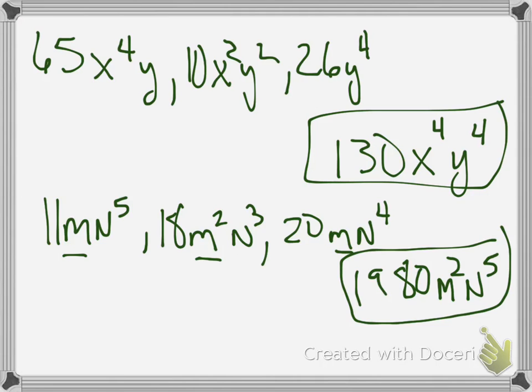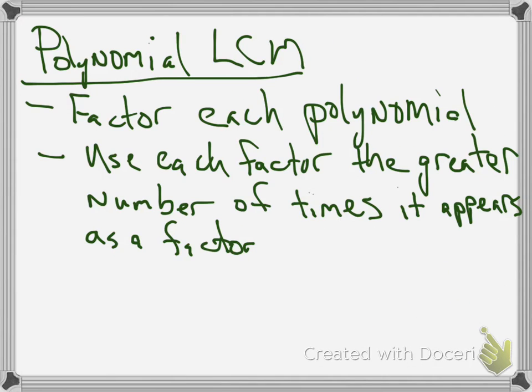Now what about polynomial? Okay, so for the polynomial LCM, we want to factor each polynomial. So this comes back to you knowing your factoring capabilities, and then use each factor the greater number of times it appears as a factor. So that means everything gets used. It's just you go with the one that you see the most of. Okay, so to remind you of some of the rules.